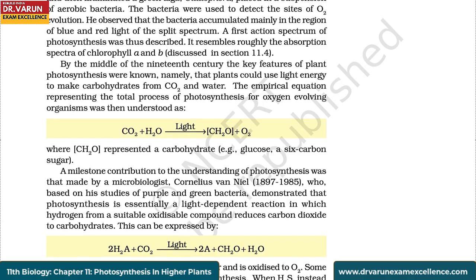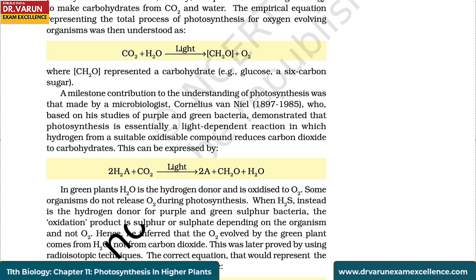By the middle of the 19th century, the key features of plant photosynthesis were known, namely that plants could use light energy to make carbohydrates from carbon dioxide and water. The empirical equation representing the total process of photosynthesis for oxygen evolving organisms was then understood as carbon dioxide and water gives carbohydrate and oxygen, where CH2O represented a carbohydrate, for example glucose, a 6-carbon sugar.